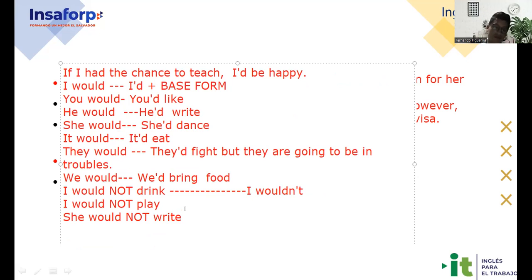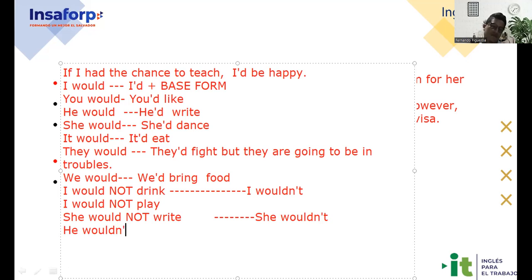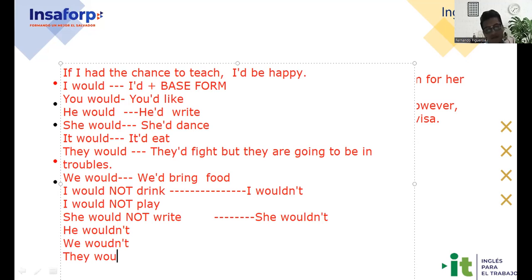She wouldn't. Y lo mismo vamos haciendo con los demás. And they wouldn't. Y siempre luego agregamos el base form of a verb. Sería en cuanto a la estructura. Ahora veamos por acá.